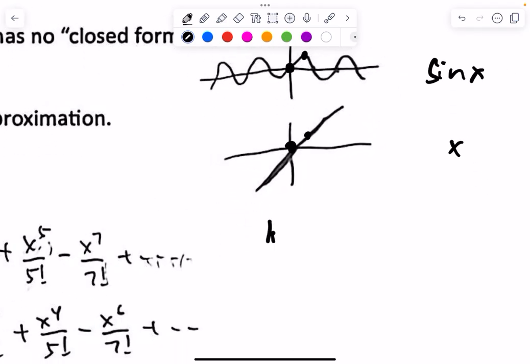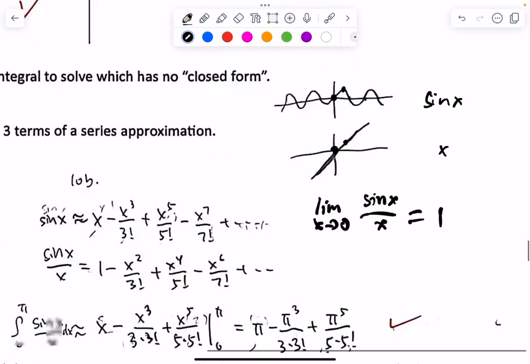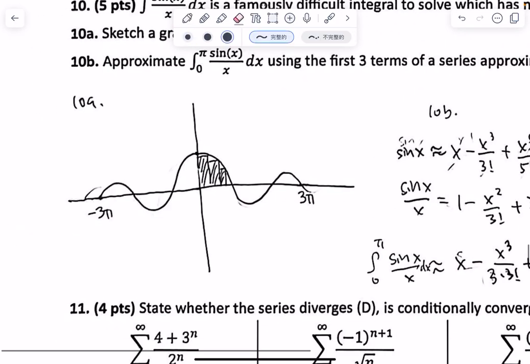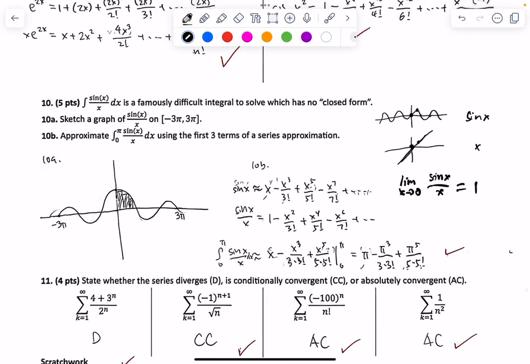And then we go back to our squeeze theorem, where the limit as x approaches 0 of sine x over x is equal to 1. So we would start at 1, and then it would just oscillate. But every time it oscillates, it gets smaller and smaller. That's 10a. That's how you would sketch a graph.